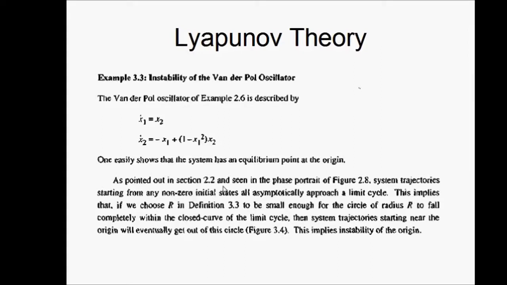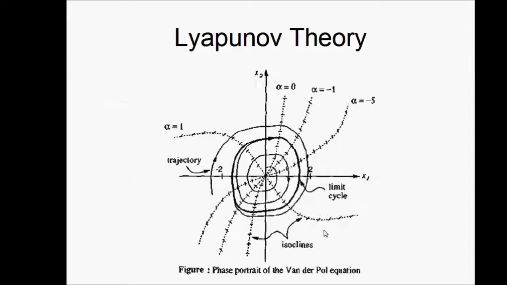So as seen in the phase portrait, system trajectories started from any non-zero initial states all asymptotically approach the limit cycle. This implies that if we choose r to be small enough for the circle of radius capital R to fall completely within the closed curve of the limit cycle, then the system trajectory starting near the origin will eventually get out of this limit cycle. So this implies that the origin is unstable.